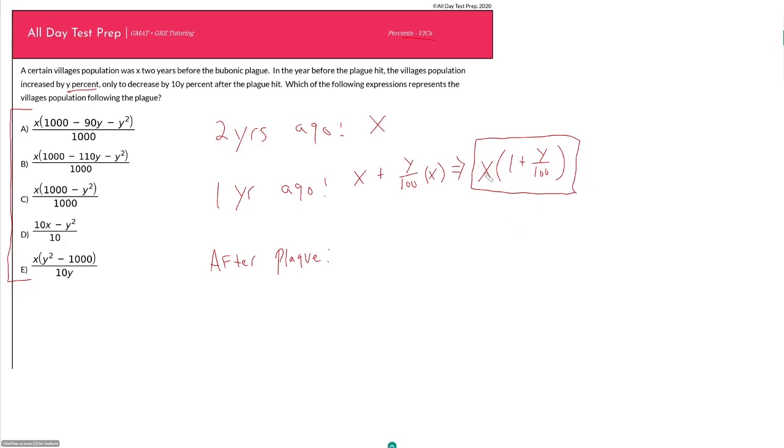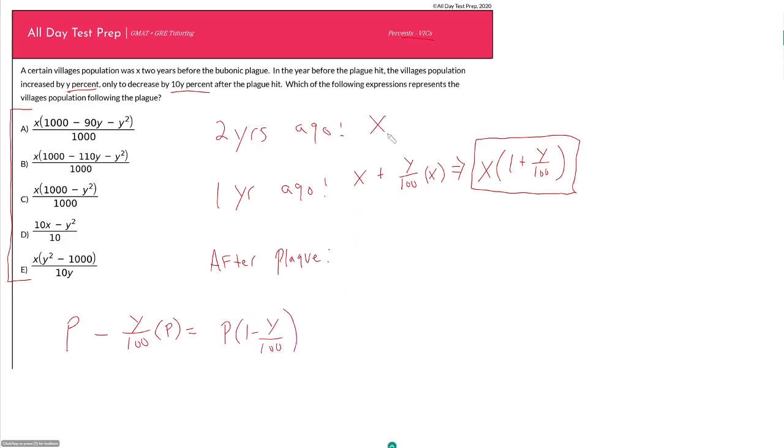1.2x or 1.5x or whatever. Then it says after the plague, it decreased by 10y%. So what does that mean? Let's talk about this translation generically down here. If I just said I have some population P, and then it decreases by y%, that means there was a population of P, and then I subtracted y over 100, because y% means y over 100 of P, and so this would be P times 1 minus y over 100.